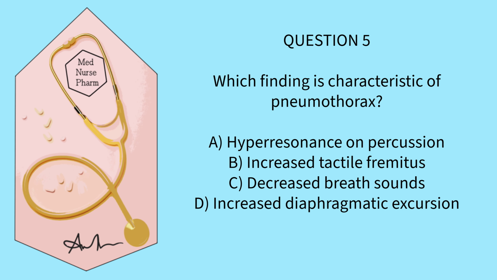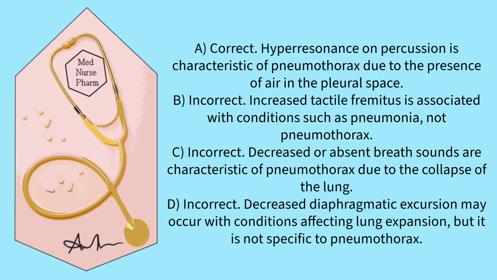Question 5. Which finding is characteristic of pneumothorax? Hyperresonance on percussion, increased tactile fremitus, decreased breath sounds, increased diaphragmatic excursion. Pause the video and select your answer. If you chose option A, you are correct. Hyperresonance. Hyperresonance on percussion is characteristic of pneumothorax due to the presence of air in the pleural space.